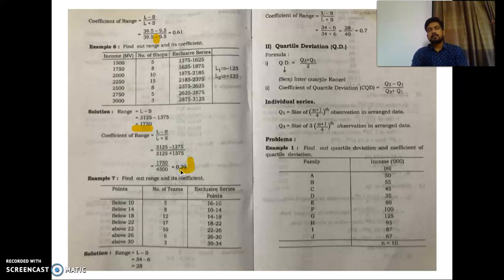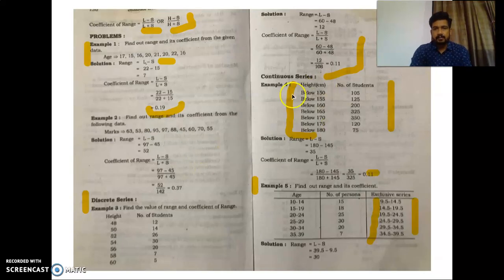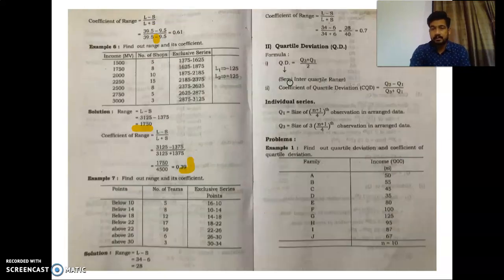So these are the problems of range. Very simple problems. There is only a slight printing mistake in example number 4 of the continuous series, but we also had example number 5 and example number 6, where I think you understand this concept very well. So this is the way we find the range and coefficient of range.